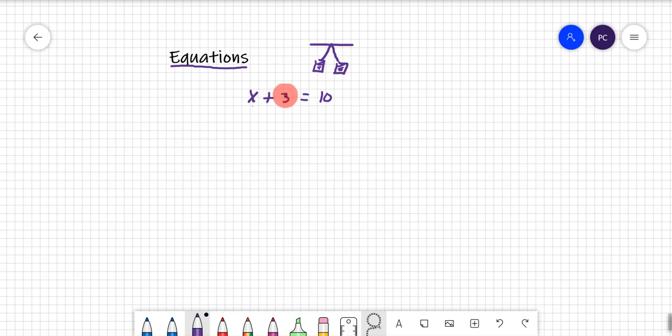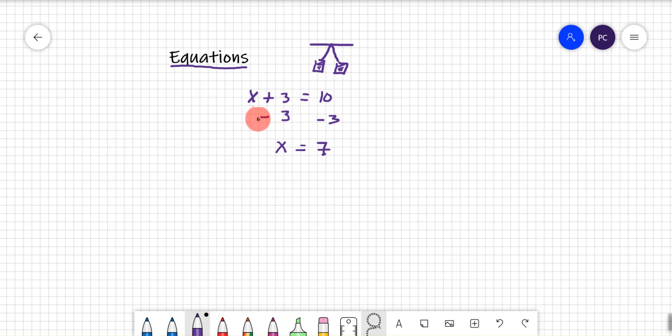So in order to get rid of plus 3 on this side, I have to minus 3. Now if I subtract 3 from the left hand side, and I don't subtract 3 from the right hand side, it's going to become unbalanced, and it'll be incorrect to say that x is equal to 10. So in order to keep that balance, if I take away 3 from the left hand side, I have to take away 3 from the right hand side as well. Plus 3 minus 3 will just cancel out, leaving you with nothing. So you're left with x is equal to 10 minus 3, which is equal to 7.